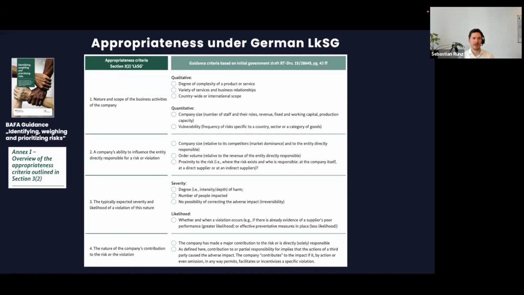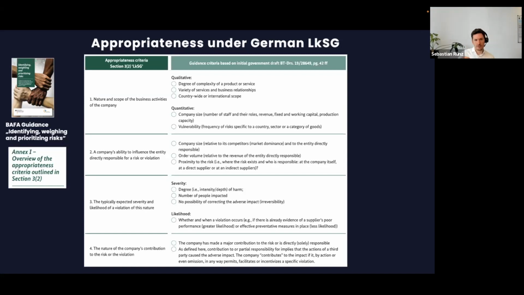On the left side, you can find the criteria mentioned in the German Supply Chain Act. On the right side, you can find some examples. So what does nature and scope of business activity basically mean? It means the complexity of products, the variety of services. Or what does influence mean? It could in particular mean the order volume related to the entire revenue of the supplier.